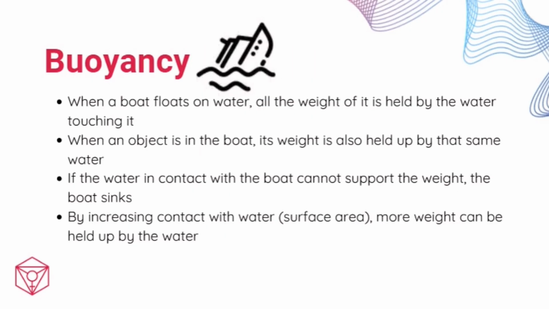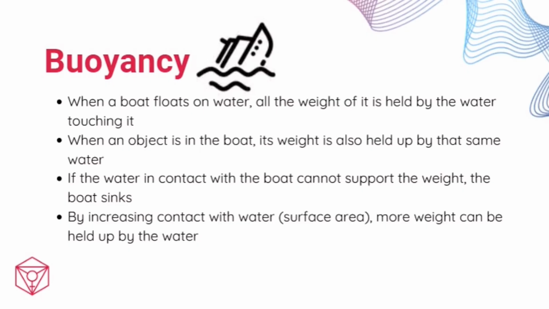Lastly, we are going to be talking about buoyancy. When a boat floats on water, all of its weight is supported by the water that it touches. This is because the water pushes upwards with a force called buoyancy. When you place an object inside of that boat, the boat becomes heavier. But the water still has to support that weight through the same amount of contact surface. If the amount of water that the boat touches cannot support the total weight, the boat will sink.